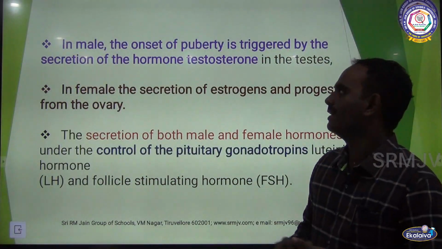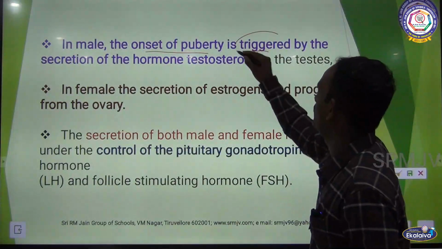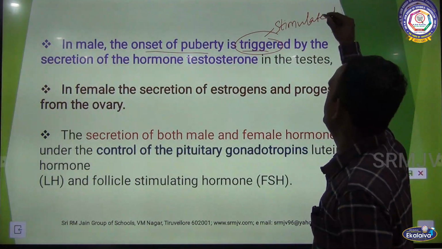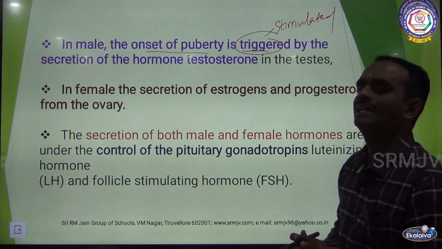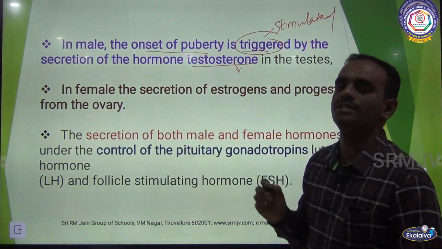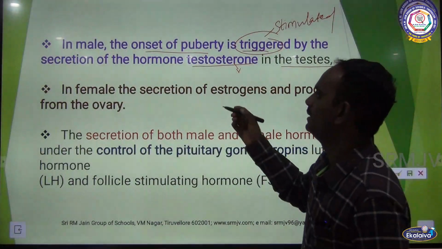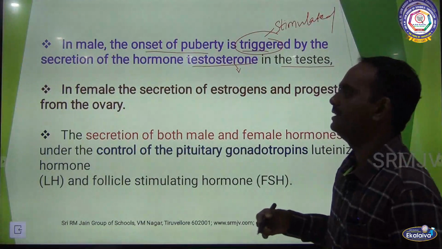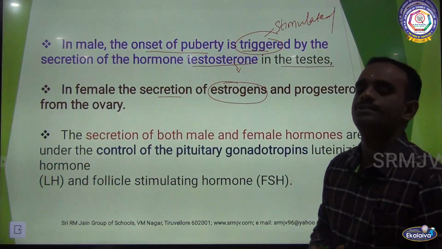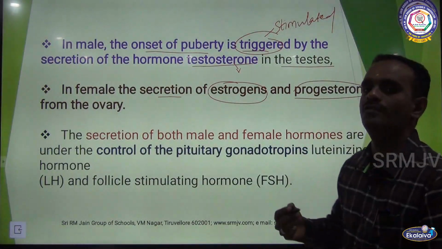In males, the onset of puberty is triggered. What is the meaning of triggered? Stimulated. The onset of puberty is stimulated or triggered by the secretion of the hormone testosterone. This is a male sex hormone, testosterone, in the testes. Whereas in the female, the onset of puberty is mainly due to the secretion of the estrogen hormone. Estrogen is a female sex hormone, as well as the progesterone hormone from the ovary.